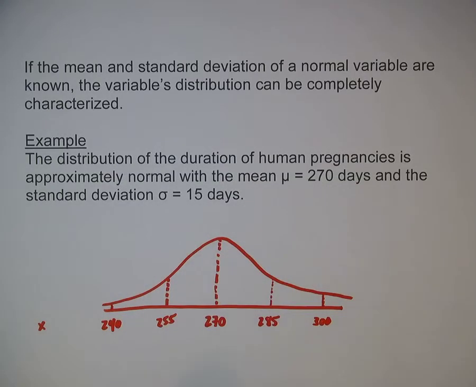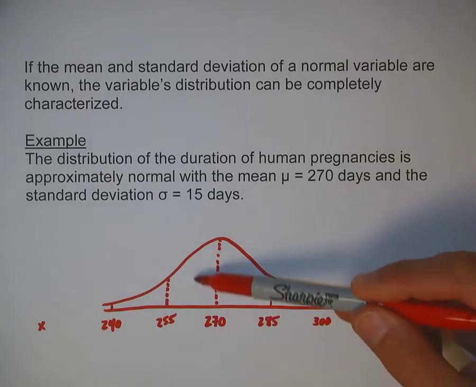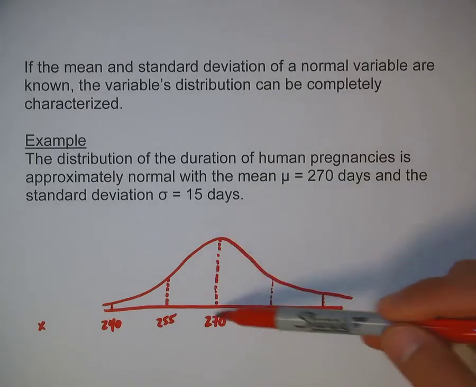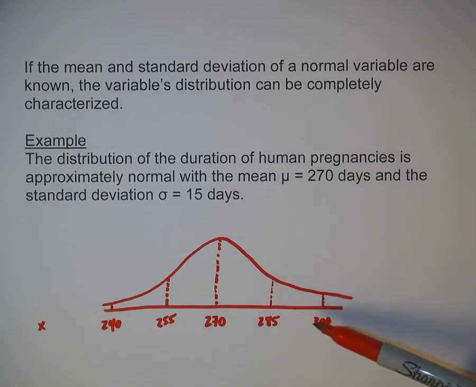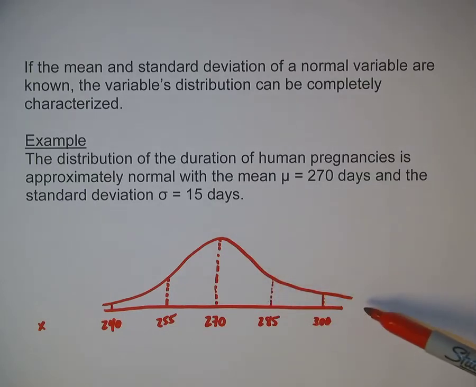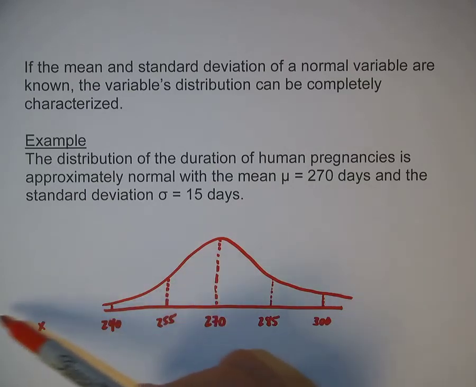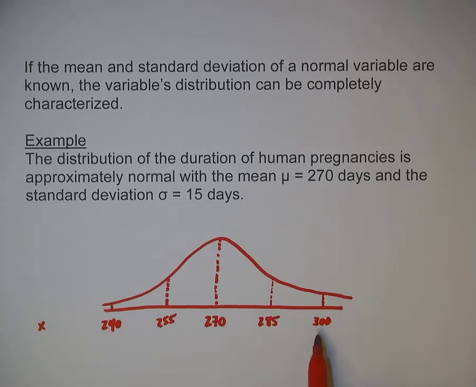If you could imagine dots underneath this curve where we sampled a bunch of different people, we could see that you'd have the biggest cluster right around the mean. As the amount of time got larger and larger, the stacks of dots would get smaller and smaller. Same thing as you went this way. If we even went out to maybe 315, which would be 3 standard deviations above the mean, our stacks of dots are going to be very small. If we went below 240, again, the stacks of dots would be very small.